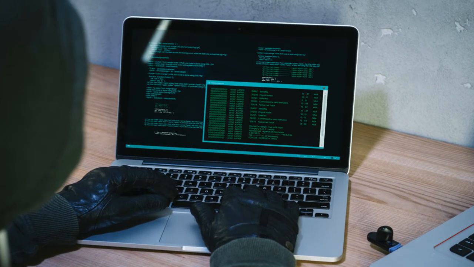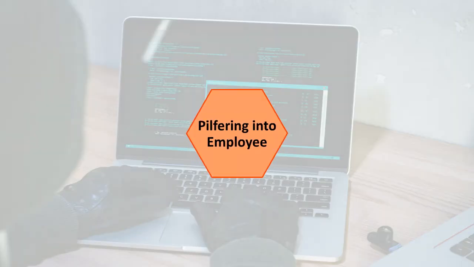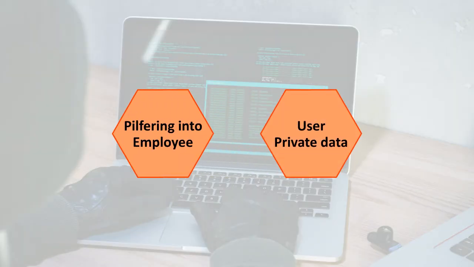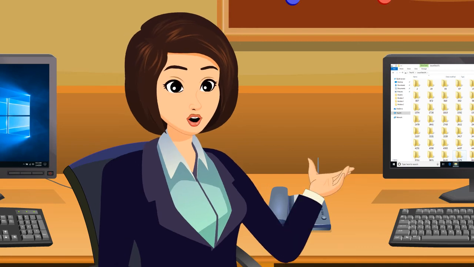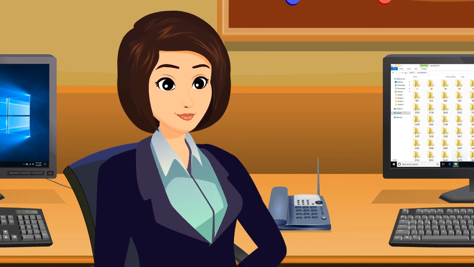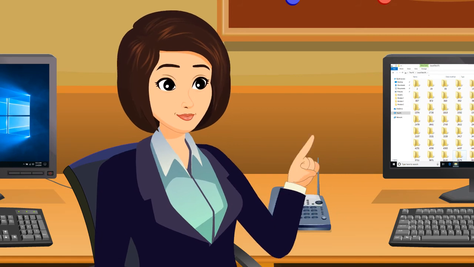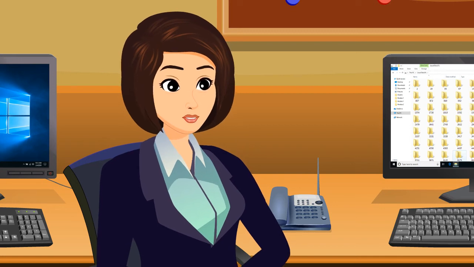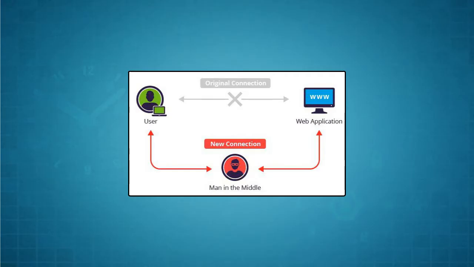They compromise sensitive information like pilfering employee and user private data. After that, they try to sabotage critical organizational infrastructure. For example, they try to delete the database. Then they try to take over the total site.